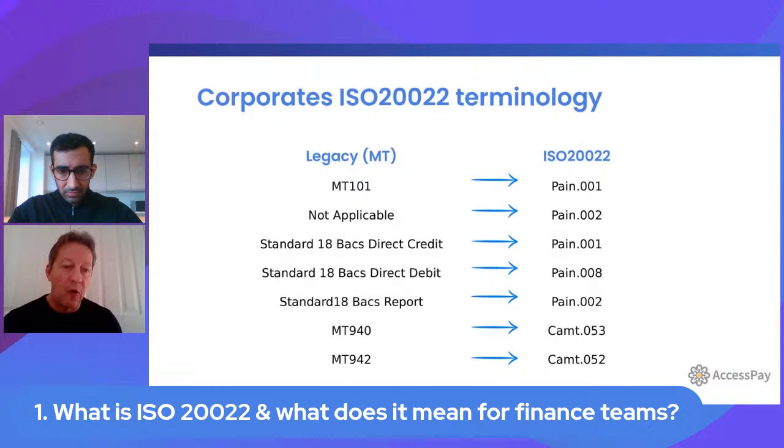Standard 18 was the format that's used by banks for direct credits and direct debits, and that's also being replaced by the PAIN 001 XML format. So this transition is happening as we speak. And sorry, there's another one that's on the screen, which is PAIN 008. So for BACS direct debits, PAIN 008 is the format that's replacing Standard 18 as well.